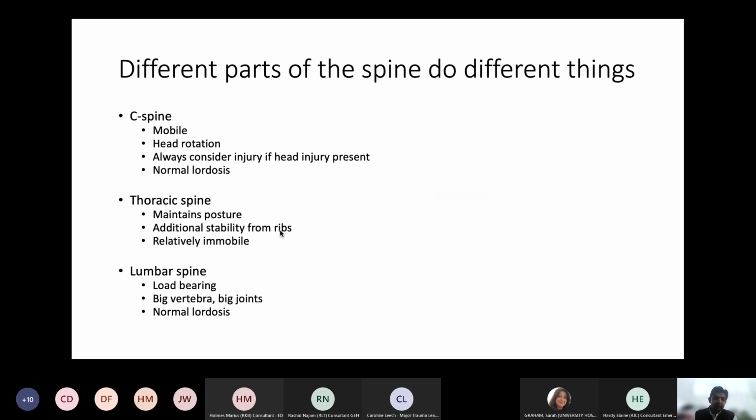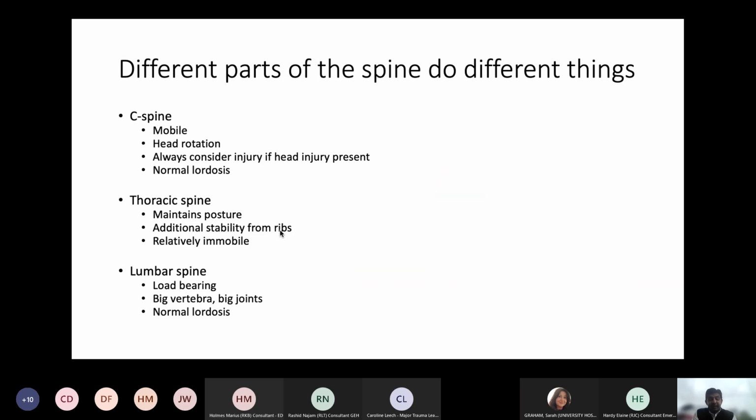So there's a few more facts about the spine itself. Different parts of the spine do different things. The C-spine is a very, very mobile segment. It is important for head rotation. And if you have a head injury, you always want to consider whether or not the patient had a C-spine injury.